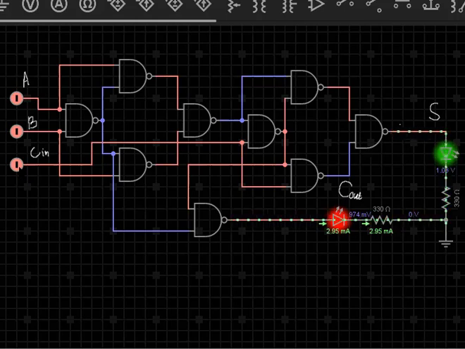In the practical sessions, we have to do this experiment also. That is, we have to perform the full adder using NAND gates. Okay, now we conclude today's session.